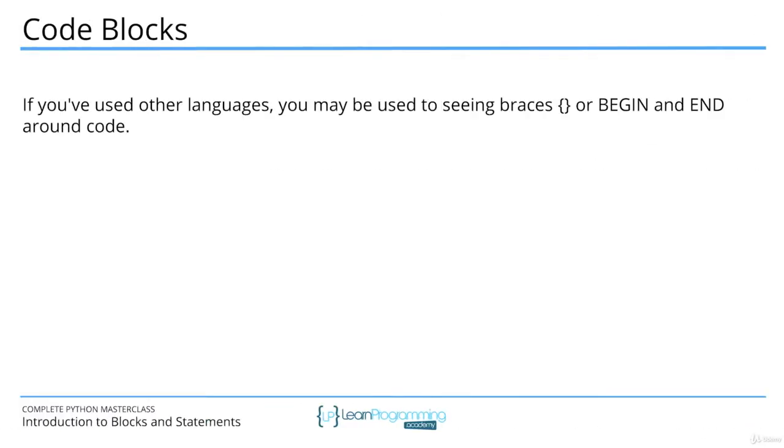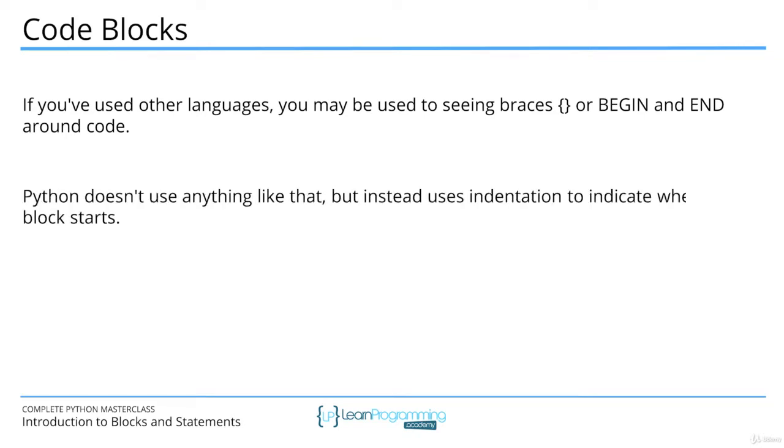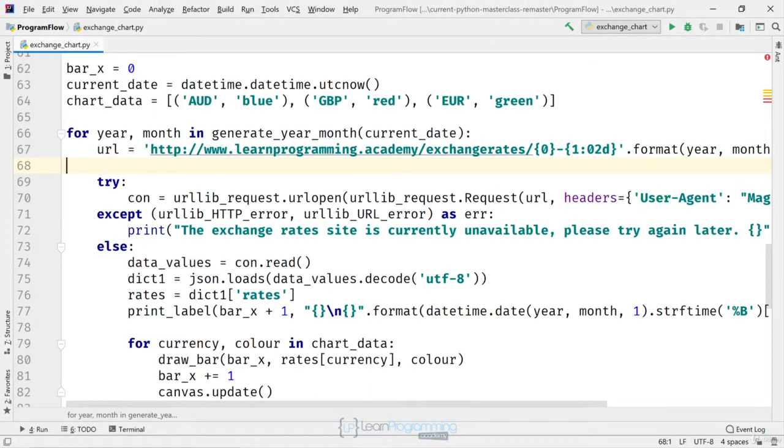If you've used other programming languages, you may be used to seeing braces, that's the left and right curly braces, or begin and end around code. Python doesn't use anything like that, but instead uses indentation to indicate when a new block starts. I've opened the exchange_chart program in IntelliJ so that I've got some code to talk about.